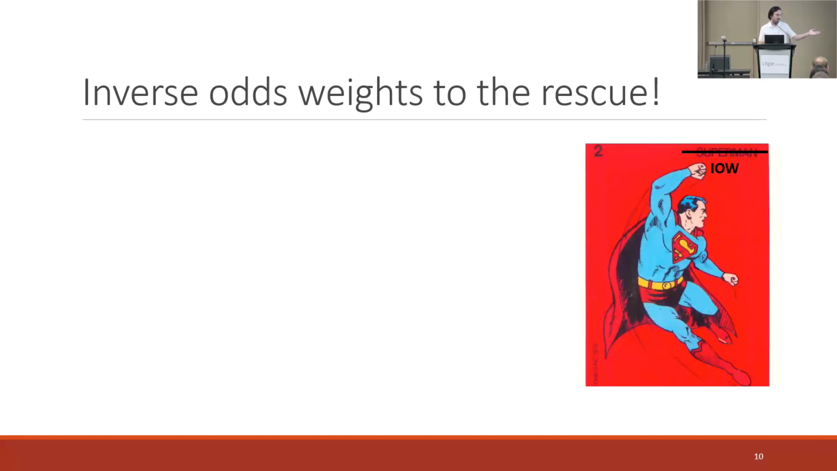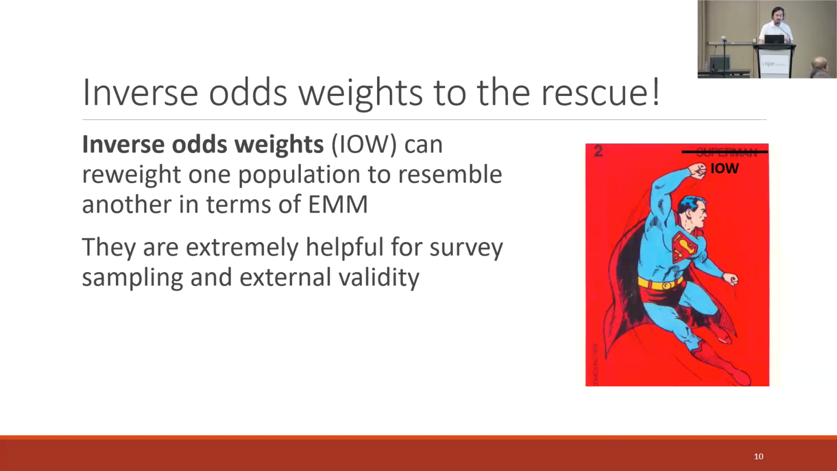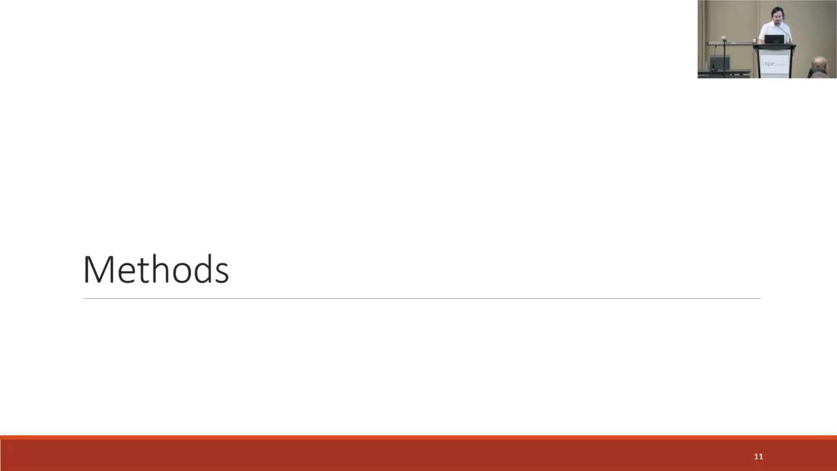But the phenomenon I talked about earlier of external validity and inverse odds weights can really help us out here, where we can reweight one population, in this case our restricted population, to resemble another population in terms of effect measure modifying covariates. And these are obviously really helpful for survey sampling and external validity, and can also help us create this heuristic I'm going to go over towards the end of the talk today, if we're willing to make, again, some big assumptions that I'll talk about at the end of the talk.